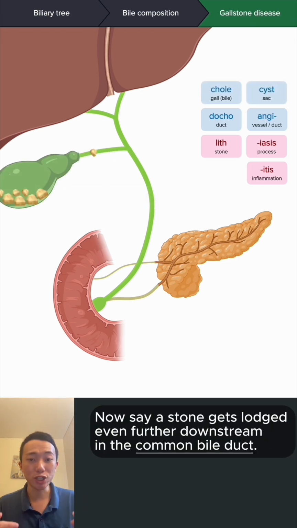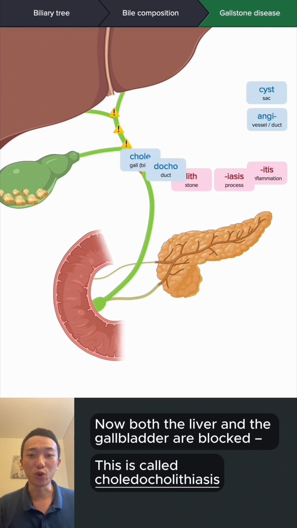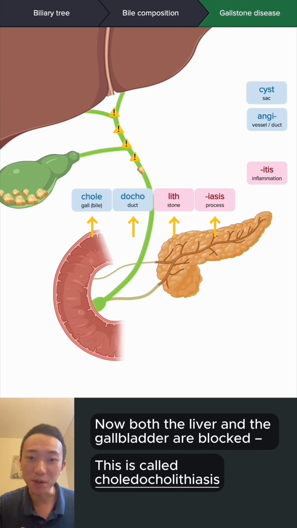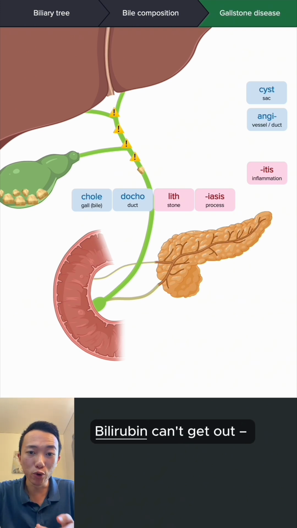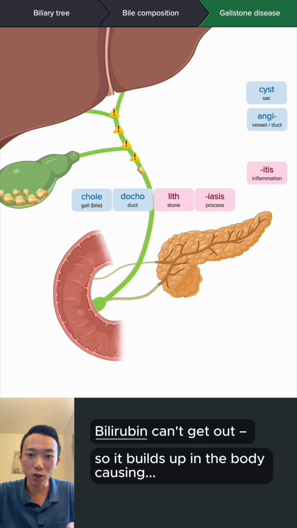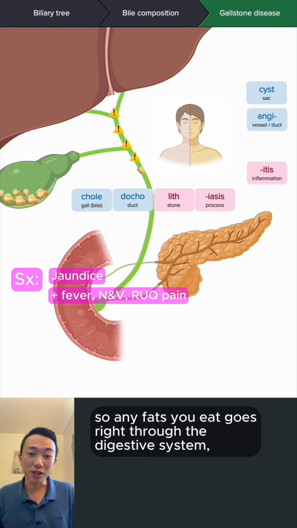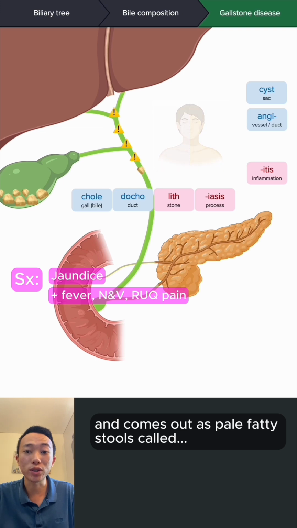Now say a stone gets lodged even further downstream in the common bile duct. Now both the liver and the gallbladder are blocked. This is called choledocholithiasis, bile duct stone phenomenon. And you can figure out its symptoms based on your knowledge of bile's composition. Bilirubin can't get out, so it builds up in the body, causing jaundice. You don't have bile salts to emulsify fats, so any fats you eat goes right through the digestive system and comes out as pale, fatty stools called steatorrhea.